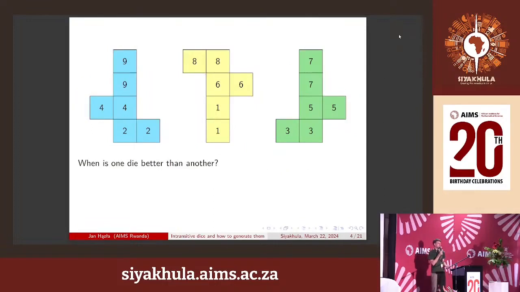The starting point is maybe a question. Let's say that I have 3 different dice, and what I am allowing to change is the numbers that I place on the faces. Then you can ask as a first question, can we compare them somehow meaningfully? How can we say that one die is better than another one?